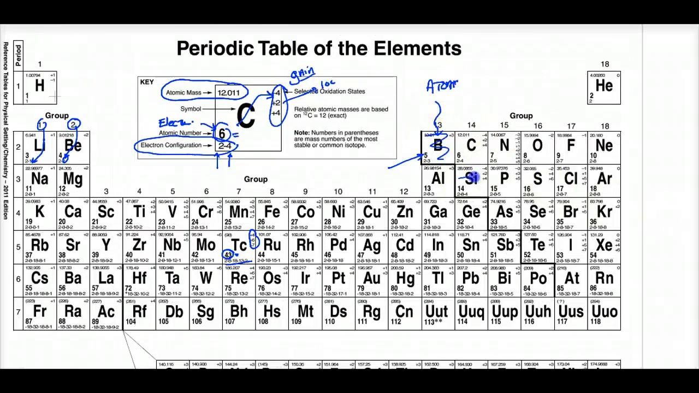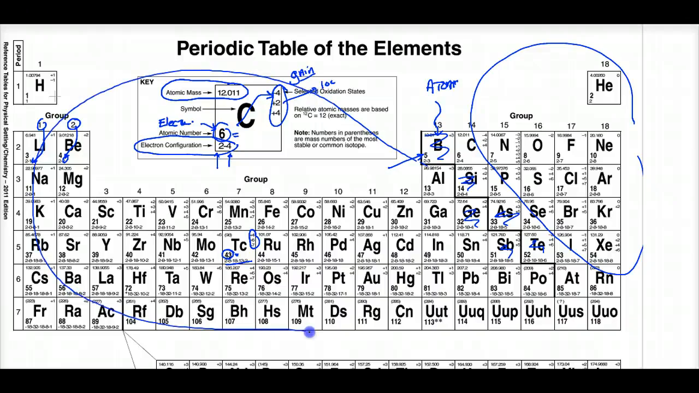But these are your metalloids. They have properties of both metals and non-metals. Your non-metals are over on this side, and your metals are over here. They're bigger atoms. We talked a lot about them in other crash courses. And you can differentiate between your gases and your solids.